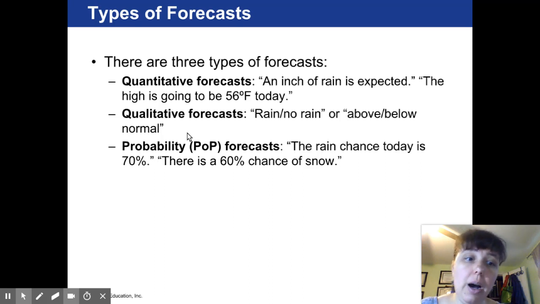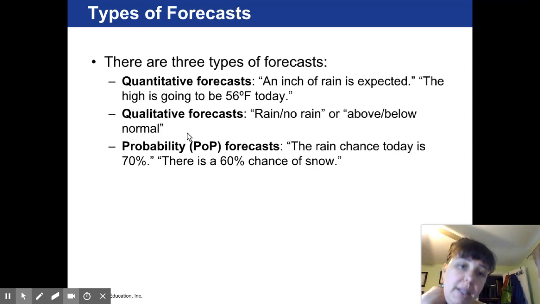There is a qualitative forecast. This is the more ambiguous or loose numbers, where I will say there is a predictable chance of rain, right? Or there is no predictable chance of rain for today, where it's not giving you specific times or numbers within that set, but kind of loose information. I might say that there is a chance of partly cloudy skies, right? That would be a qualitative forecast.